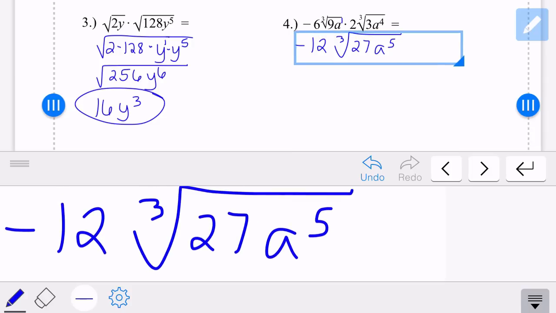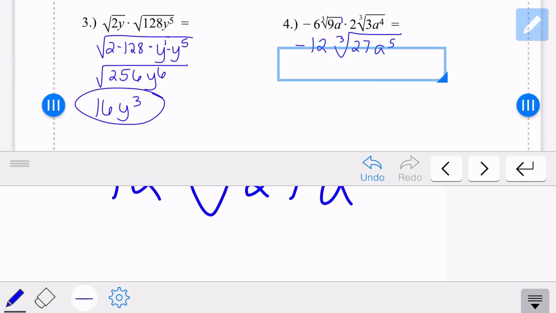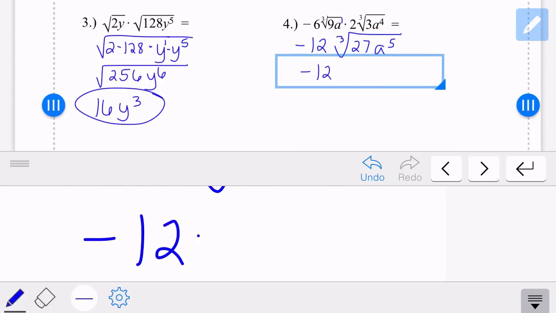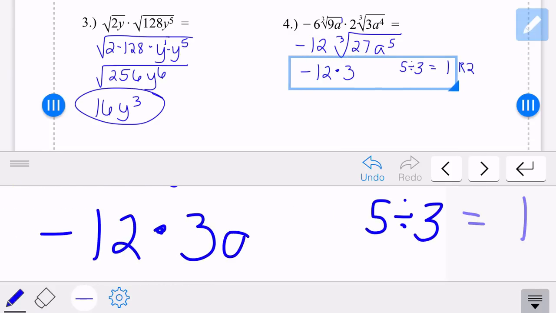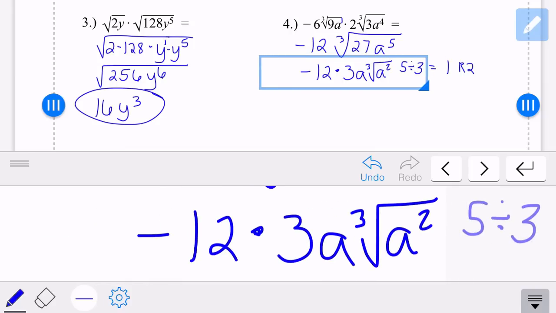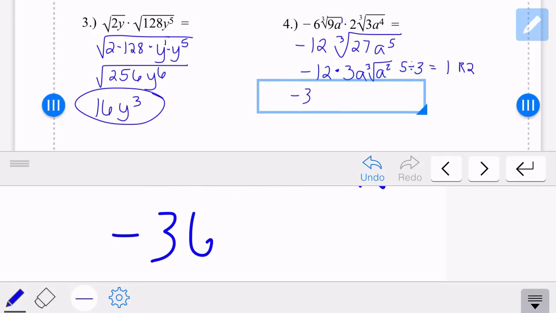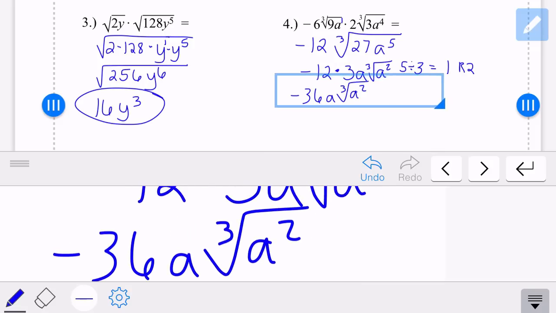All right, now we want to simplify. 27 is a perfect cube, so we can pull out that guy. The cube root of 27 is 3. And then what can we pull out? A to the 5th. Let's think about our shortcut. So 5 divided by 3 is going to give us 1 with a remainder of 2. So we can pull out one group of those a's, and then the cube root, we're still going to have a squared left over underneath. And then we want to simplify. So negative 12 times 3 is going to be negative 36a, and then the cube root of a squared. And that will be our answer.